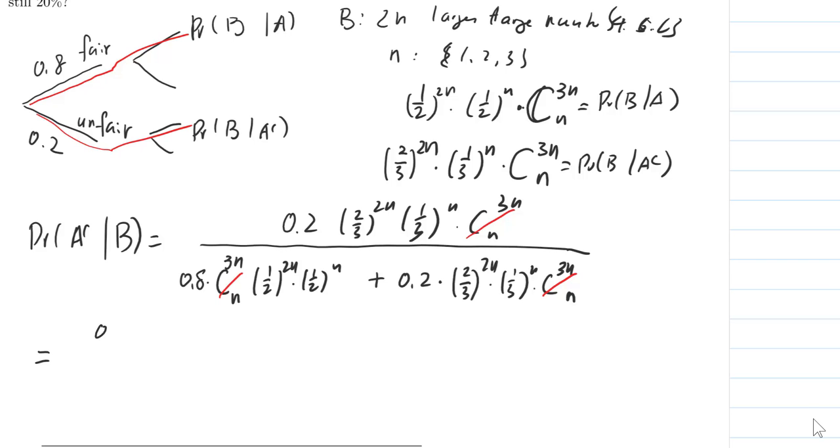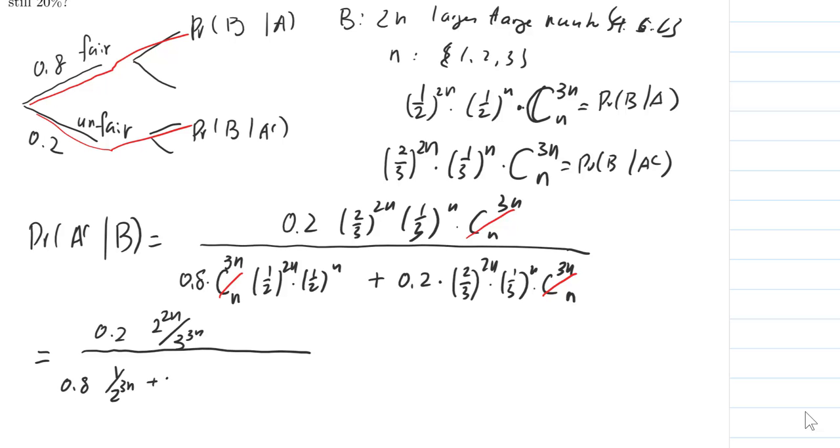We have 0.2, and we have 2 to the 2n over 3 to the 3n. That's in the numerator. And in the denominator, we have 0.8 times 1 over 2 to the 3n, plus 0.2 times 2 to the 2n again over 3 to the 3n. Okay, so let's try to simplify a little bit.